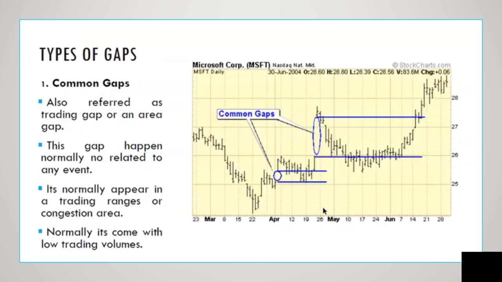The first one is the common gap, also referred to as a trading gap or an area gap. This gap happens normally with no relation to any event. There is no reason, it suddenly has a gap. Or maybe there is news, but it does not really give a big impact to the stock price. It normally appears in a trading range or congestion area, and normally comes with low trading volumes.